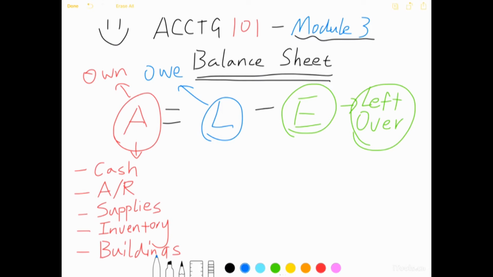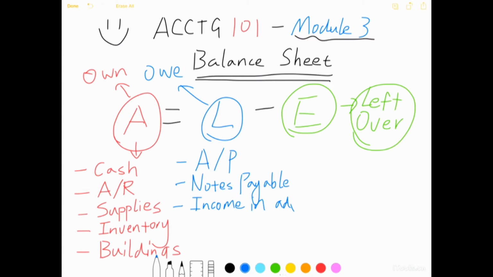And also liabilities. Let's say we have a really common one, accounts payable. Those are the money that you owe to your suppliers when you buy your supplies on credit. Notes payable is pretty much the same thing, the money you owe to other people and your suppliers. And then also income in advance. That's the new one. What that really means is that you received the cash, but you haven't performed the task for the people who paid you the cash. And also loans, the money you borrow from the bank.